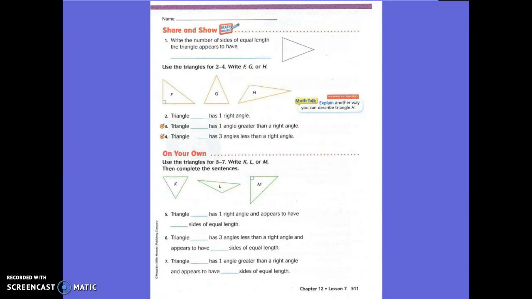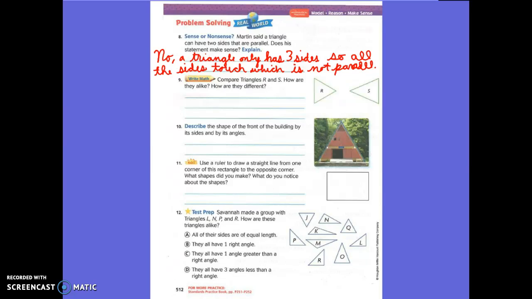Okay, share and show. Number 8 said, sense or nonsense. Martin has said a triangle can have two sides that are parallel. Does this statement make sense? Explain. We said no, because a triangle only has three sides, and all the sides touch, which is not parallel. Parallel means no sides touch.